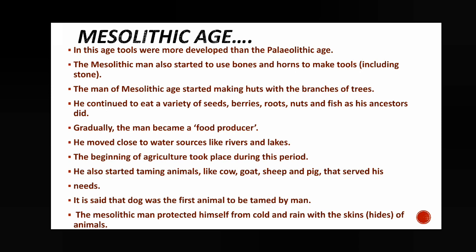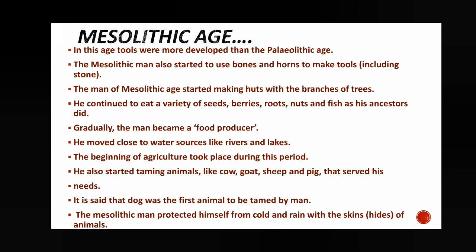In this age, tools were more developed. That is the difference between Paleolithic and Mesolithic. In the Paleolithic, tools were just normal. They were not polished. They were totally crude. But now in the Mesolithic age, the tools were more developed, because in this age people developed themselves to make better tools.